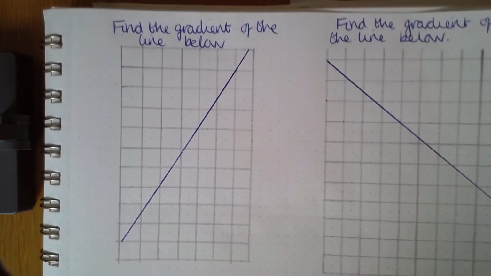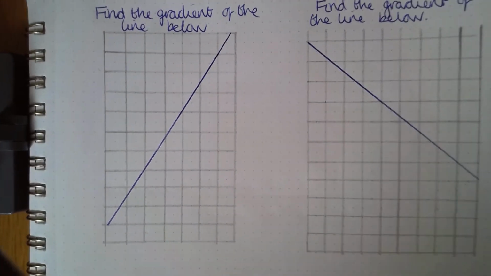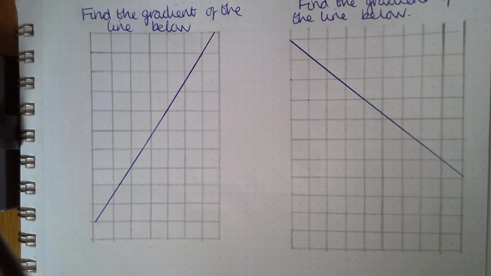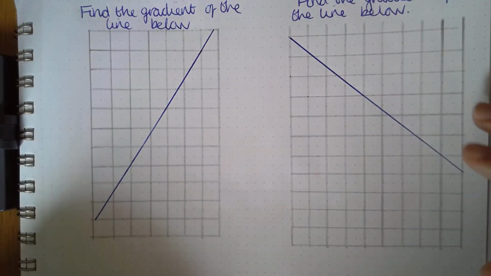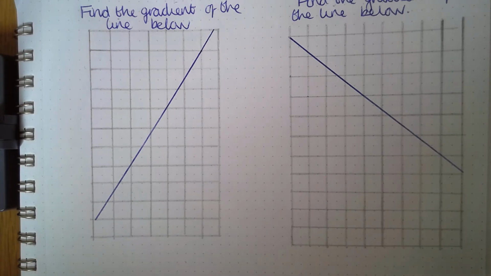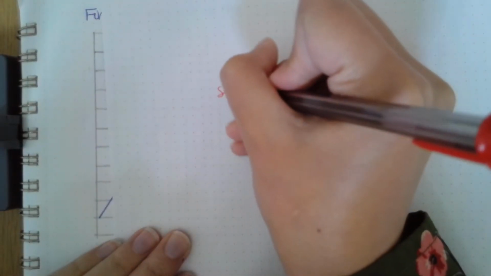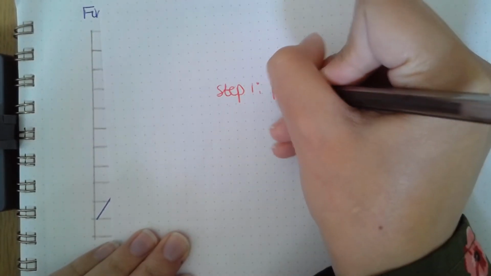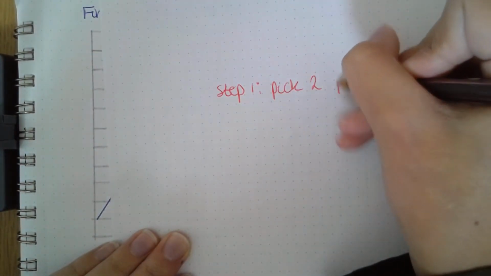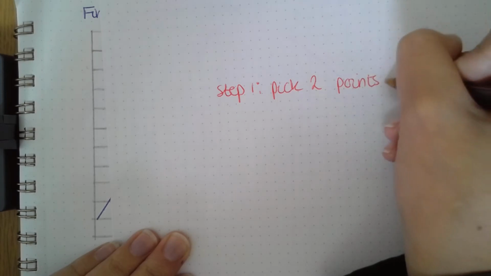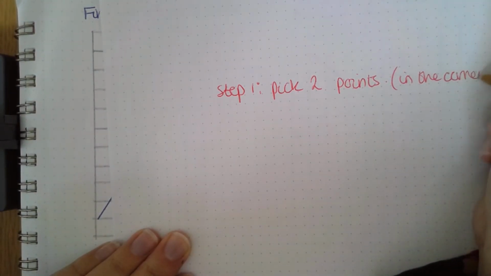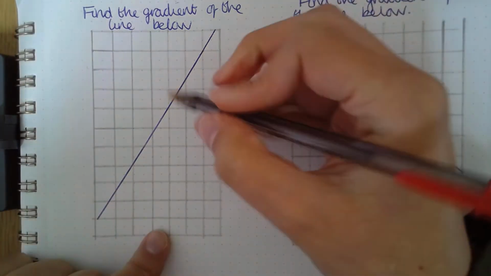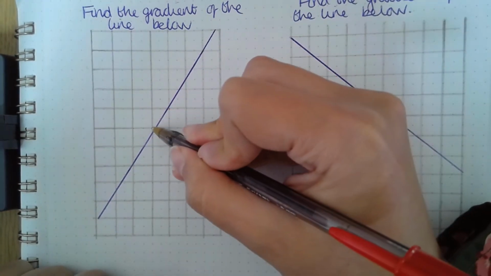I've got a couple of lines here, and we need to find the gradient. So step 1 is I'm going to pick 2 points on this line. You might want to write this out. So step 1, pick 2 points, and they must be in the corner. You'll see what I mean by in the corner. It means in the corner of one of the squares.